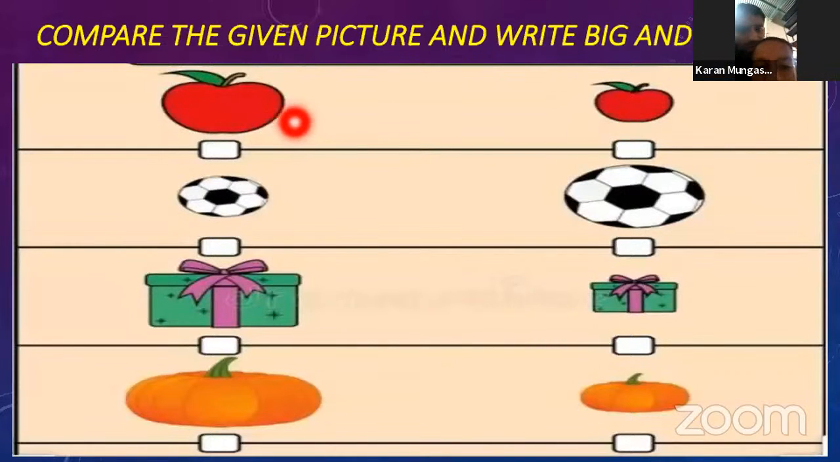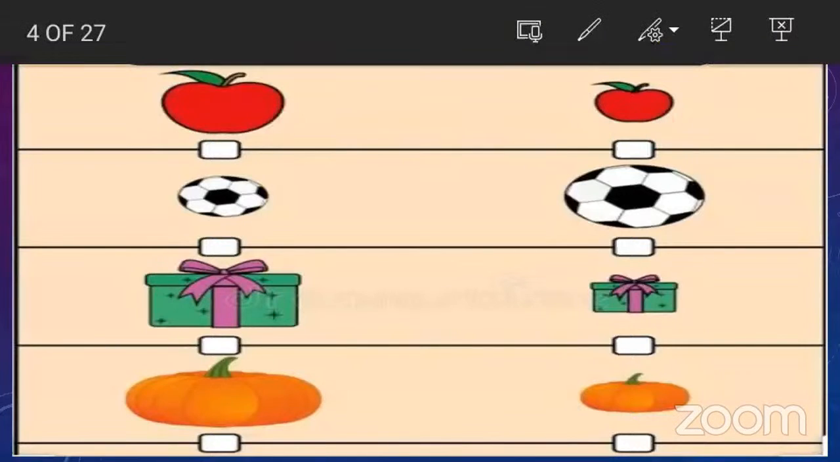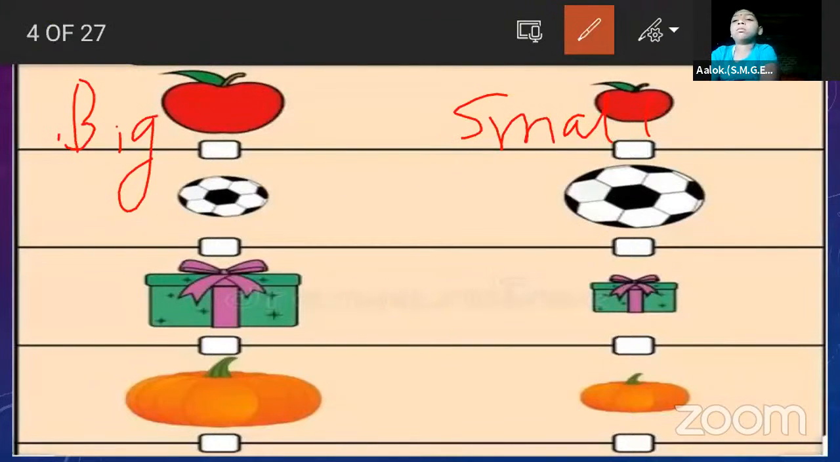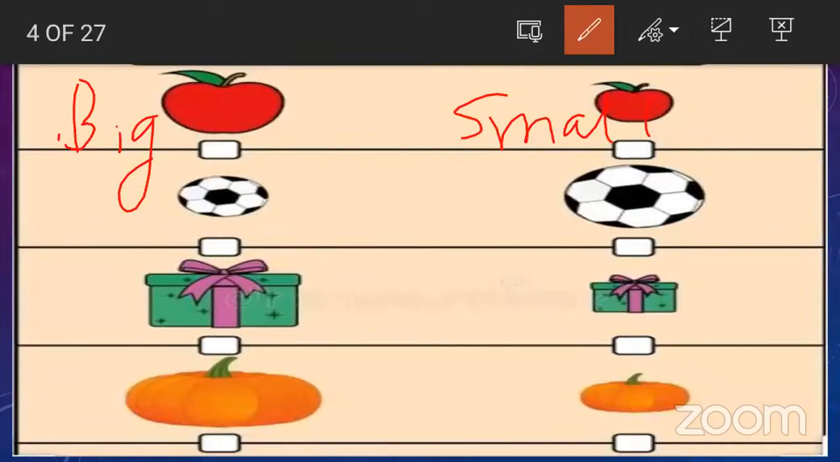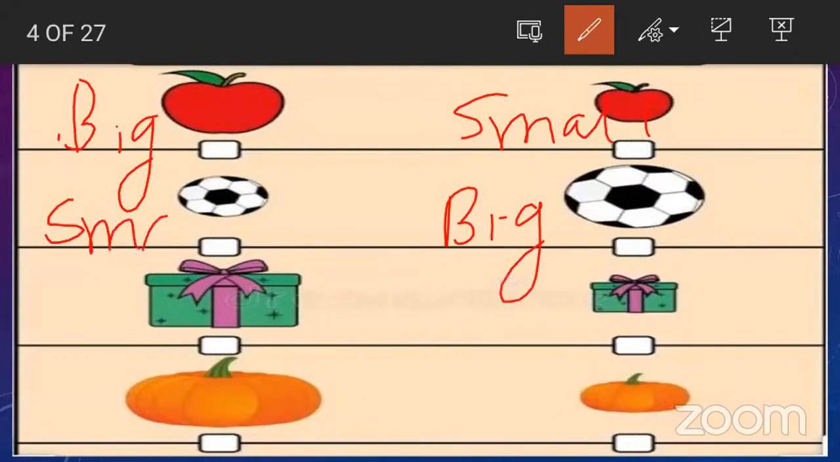Look at here. This is apple. This is also an apple. Okay. So which one is big? Yes. We will write here, this is the big one. Okay. And this is small. Okay. Now, look at the ball. Which ball is bigger and which ball is smaller? Yes. This is big. And this one is small.